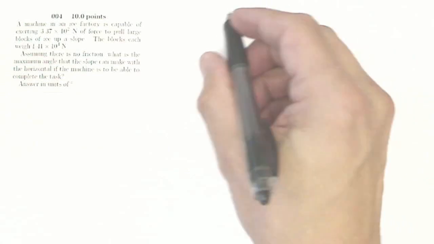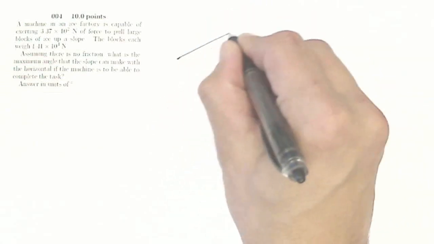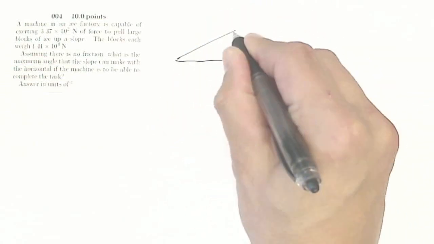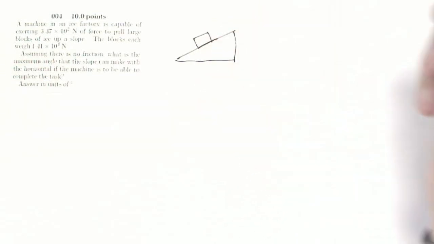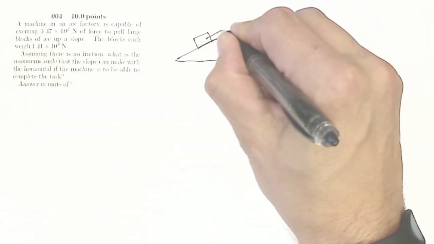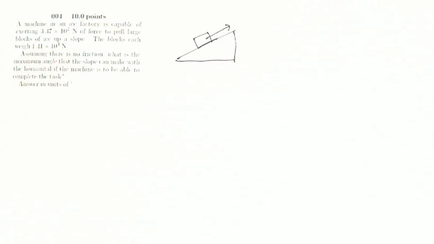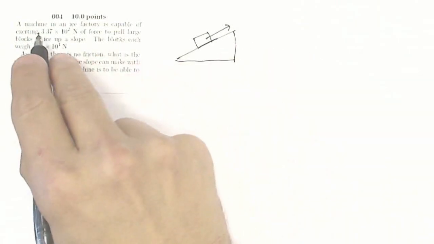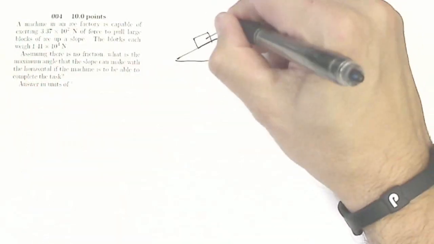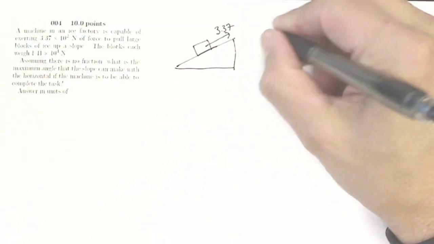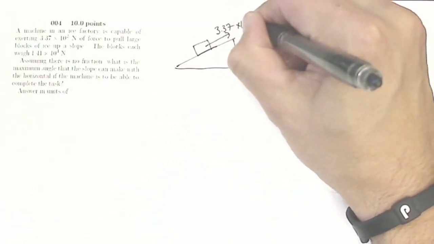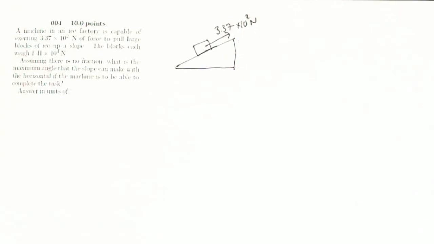Wow, what a great question. So, I've got a ramp that these things are sliding up. I have a block of ice. I have no friction, but I have the machine that can apply a force this way, and that force is going to be 3.37 times 10 to the 2 newtons.